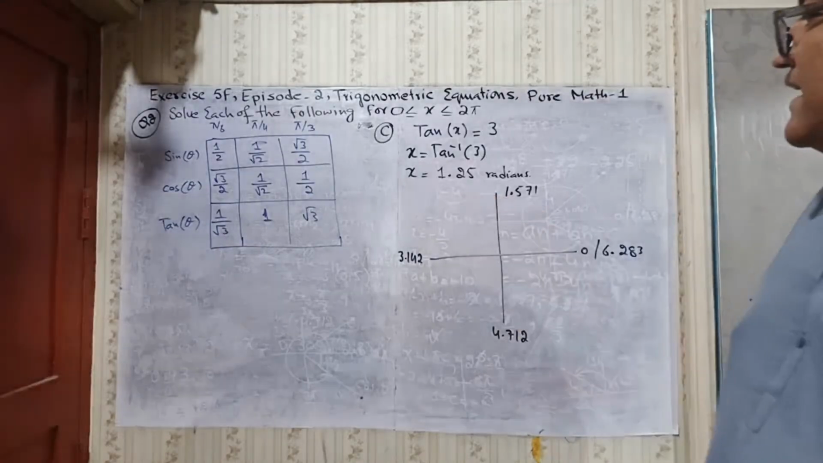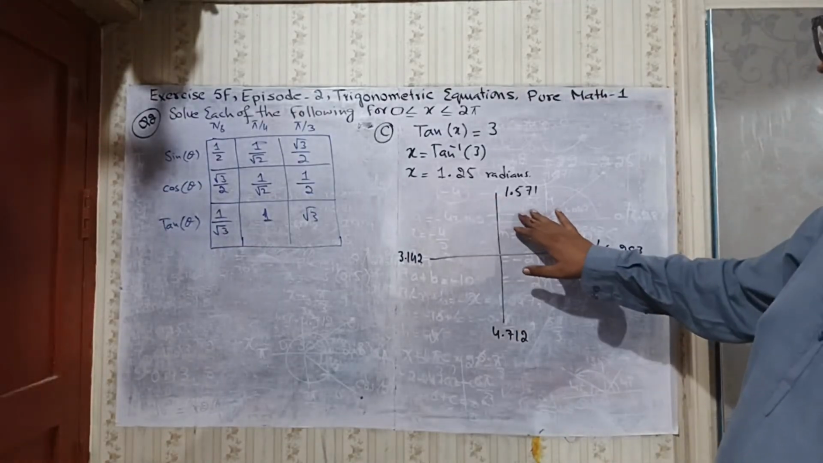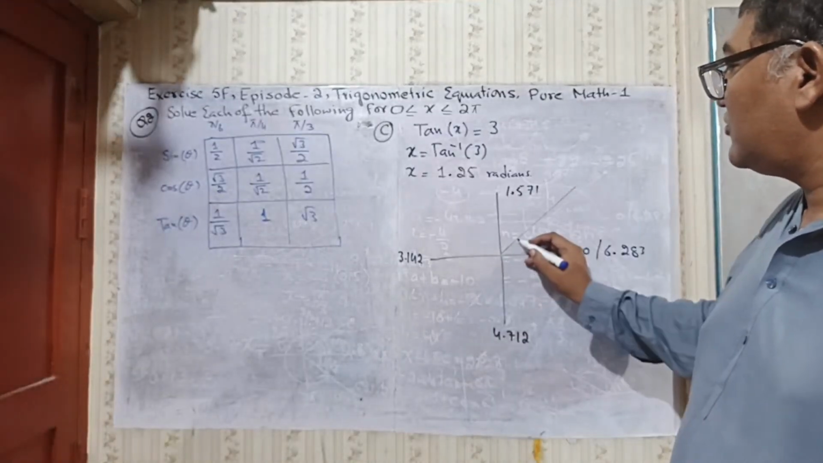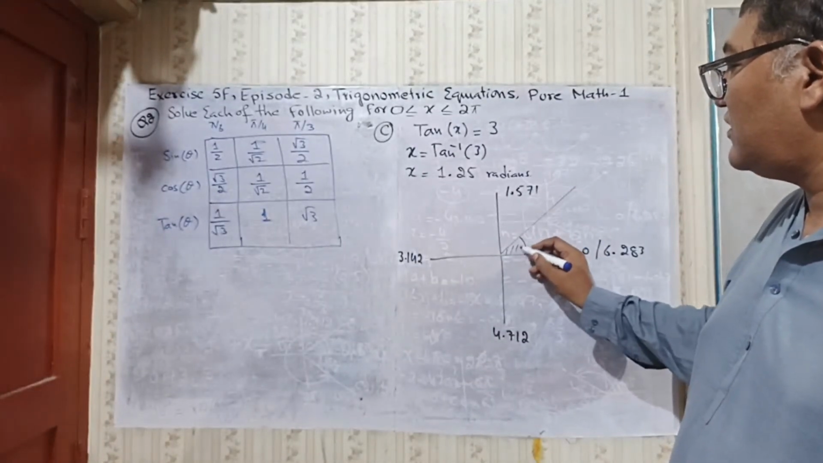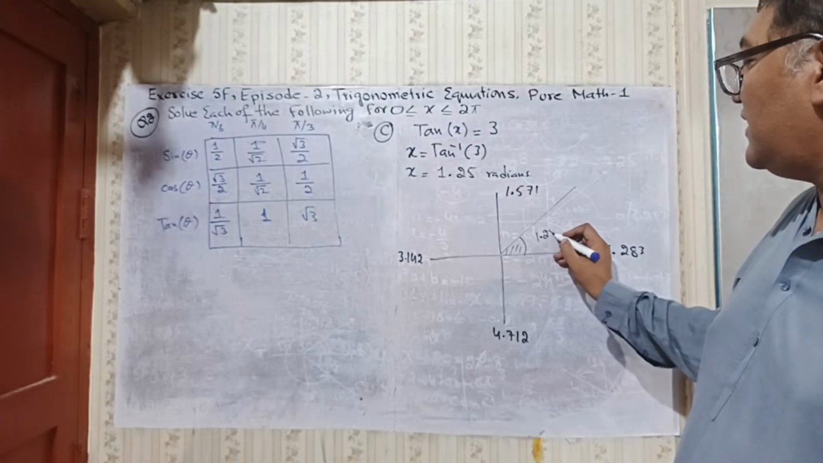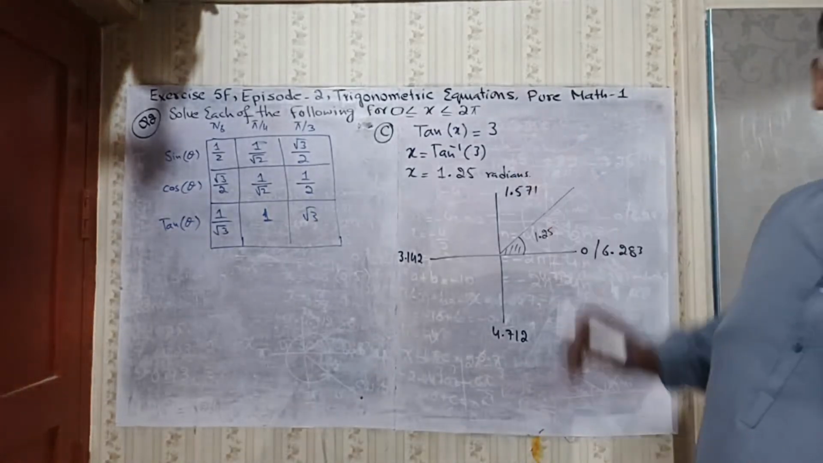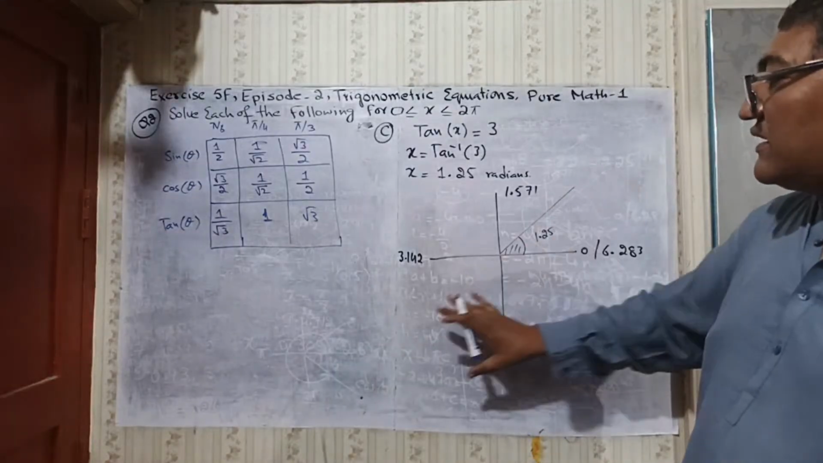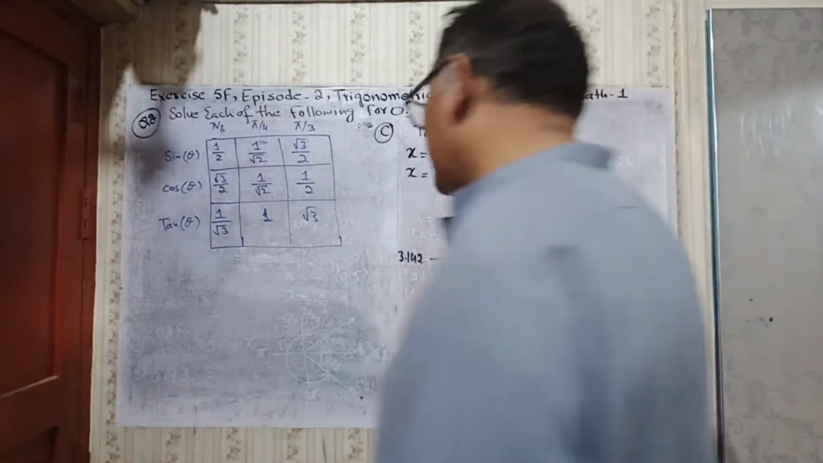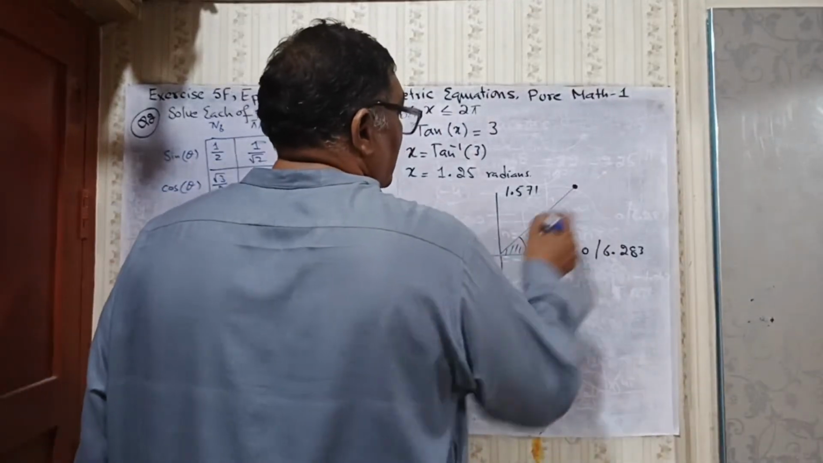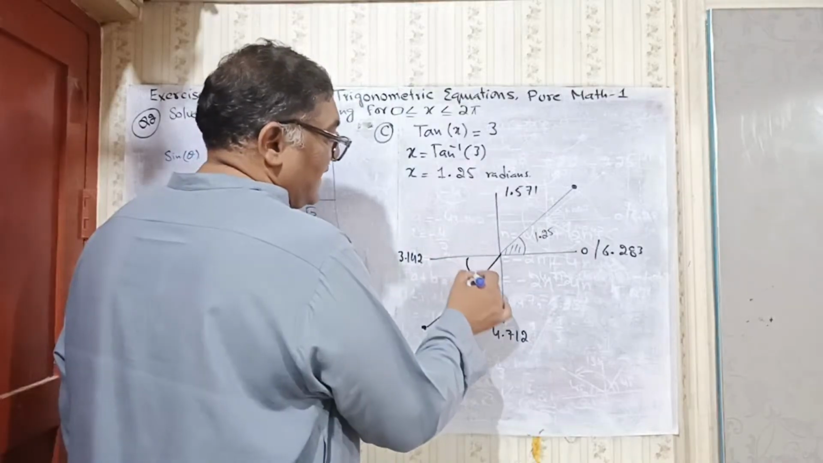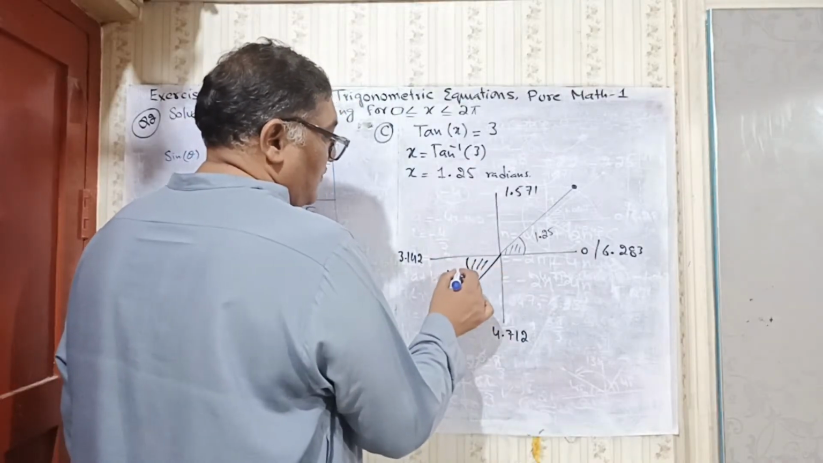So I got this angle, which is 1.25, which will be here somewhere. So this is an acute angle, and this angle I just found will be the base angle. You know that tan is positive in two quadrants, the first quadrant and the third quadrant. So the base angle in the third quadrant will be the same. The base angle means the angle formed with the x-axis. So this angle will also be 1.25.